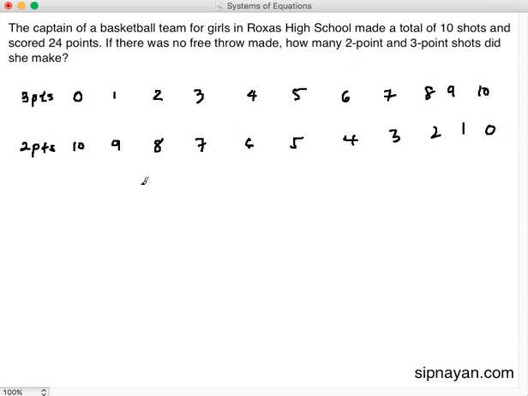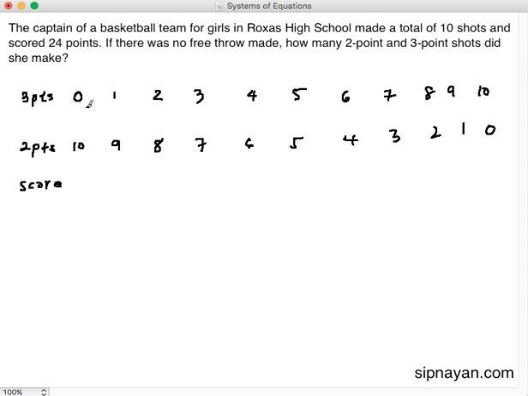Pero hindi lang ito yung i-consider natin na condition. I-consider natin yung second condition kung saan meron siyang 24 points. So, ito yung number of shots na pumasok. Kung titingnan natin yung points, or score.